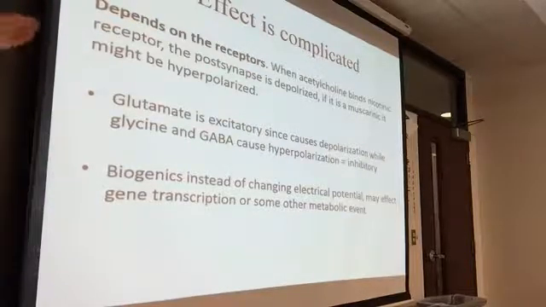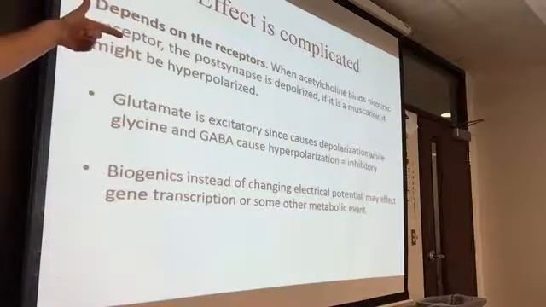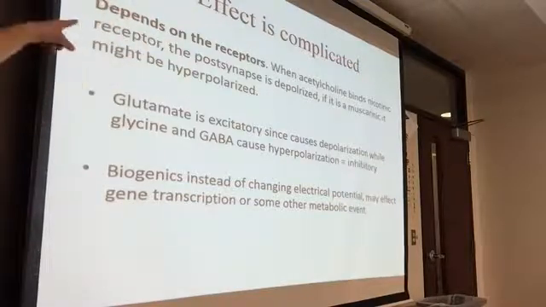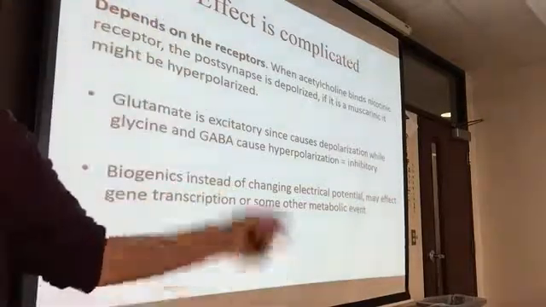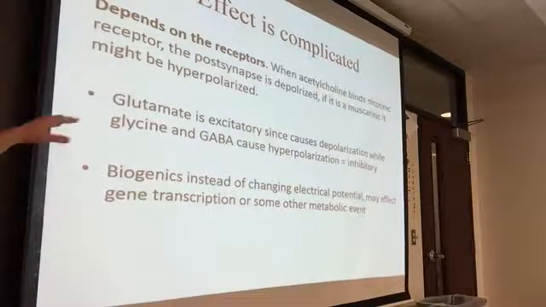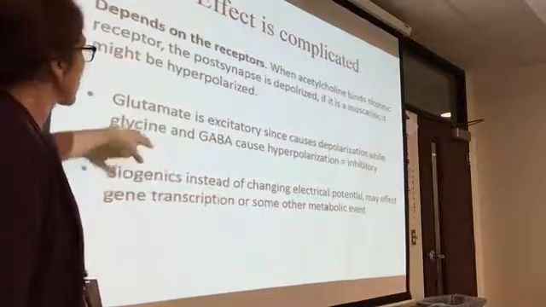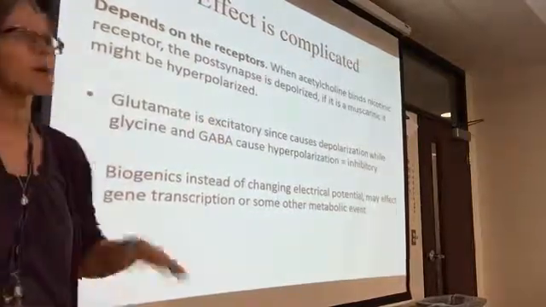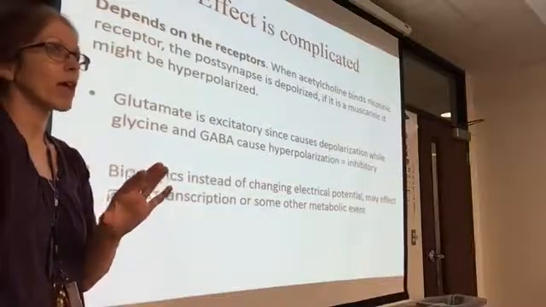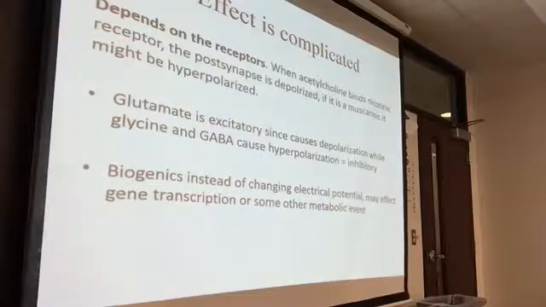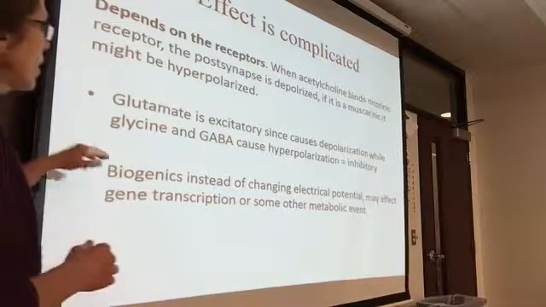When acetylcholine binds as nicotinic, the postsynaptic cell is depolarized. If it's muscarinic, it might be hyperpolarized. So we can get the same neurotransmitter giving opposite effects. It depends on the receptor. Glutamate is generally excitatory. Glycine and GABA are inhibitory. So we're just giving you some rules here, but not ones I'm going to test you on. They're important things as you move forward, because clinically we manipulate people's nervous systems a lot, right?